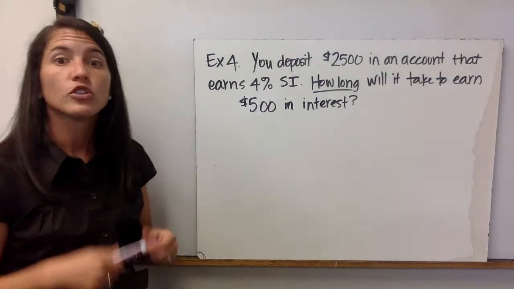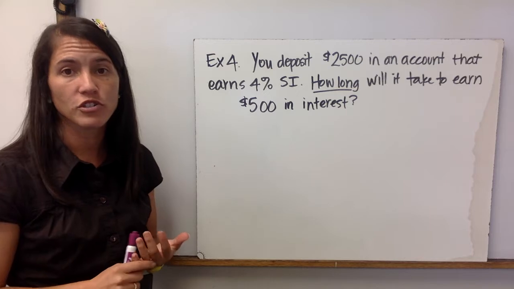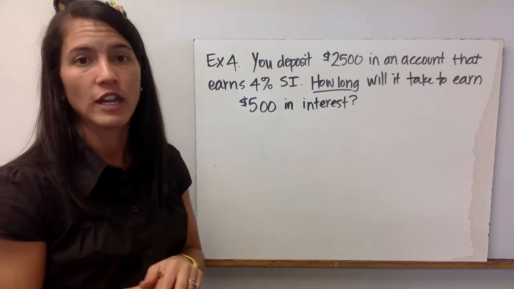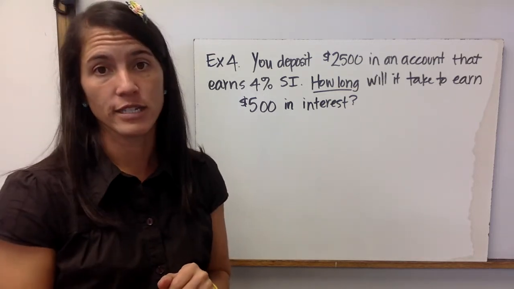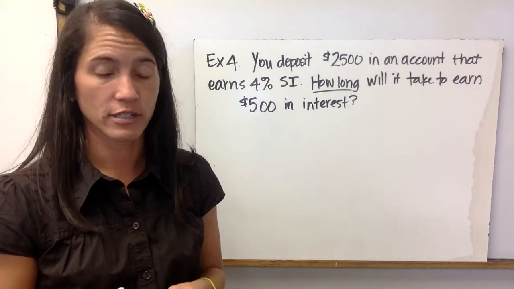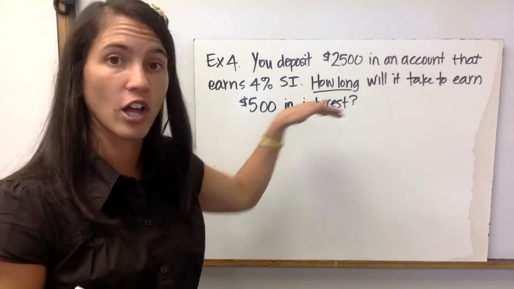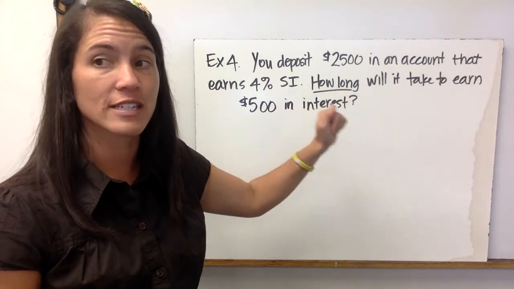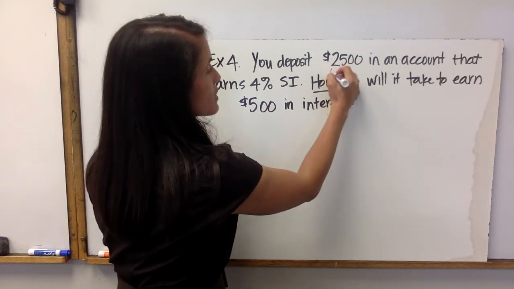Okay. Here's another example. Example 4, you deposit $2,500 in an account that earns 4% simple interest. How long will it take you to earn $500 in interest? So now I've underlined how long. Underline that on your notes. How long? This time we are looking for time.